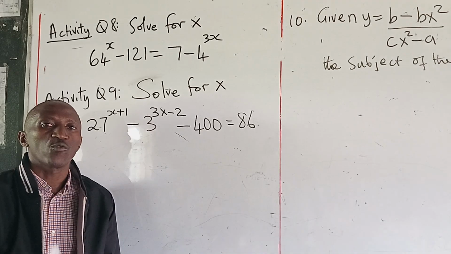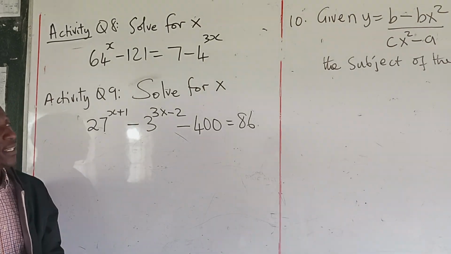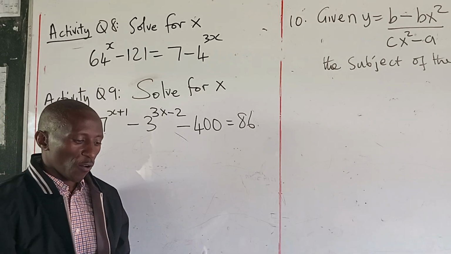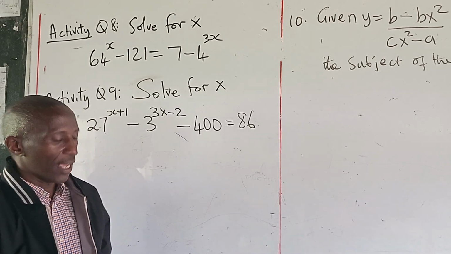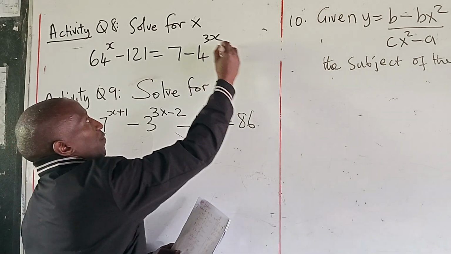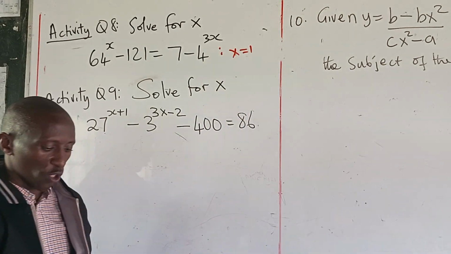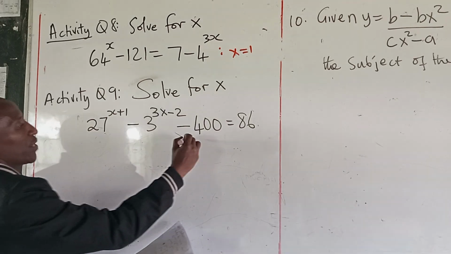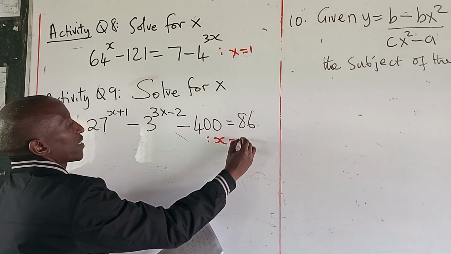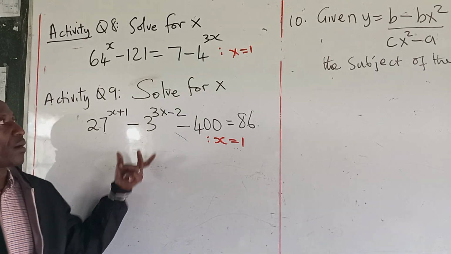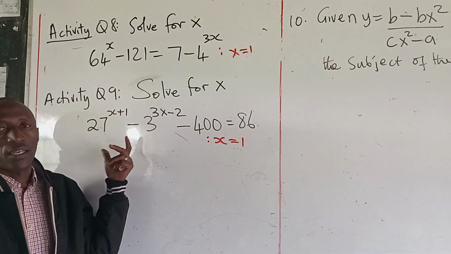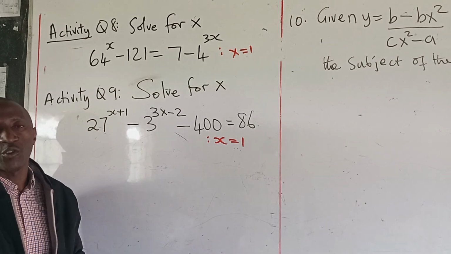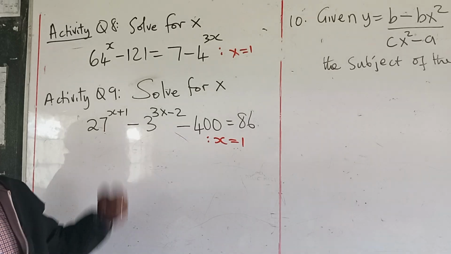Let's continue with question number 8, which is an activity which I would like you to try, and I'll only provide the expected solution. You work it out and you find that x should be equal to 1 in number 8, and we work out also number 9, and we expect the solution that x is equal to 1. So we can engage on this in our subsequent interactions until we are able to solve these two questions.